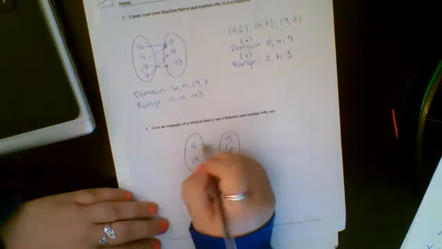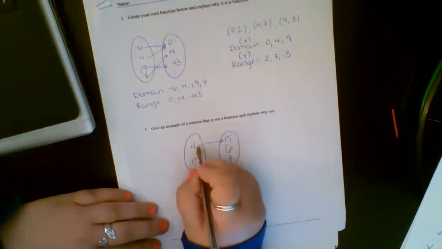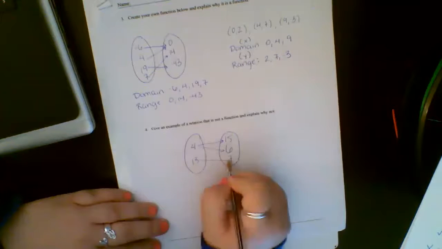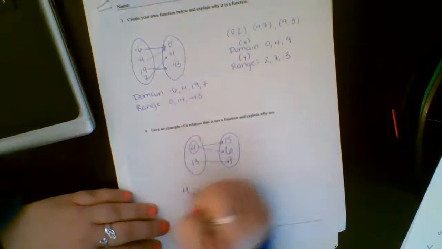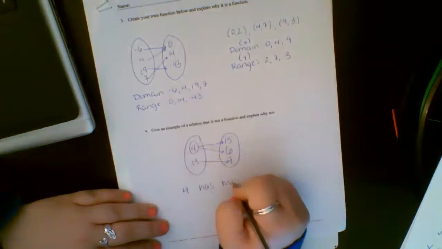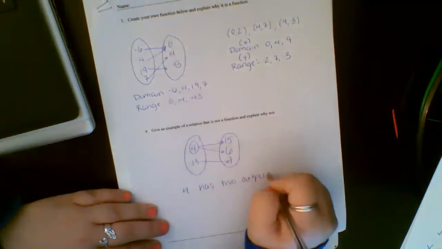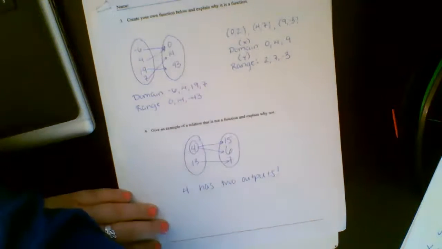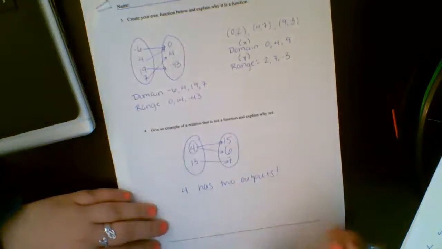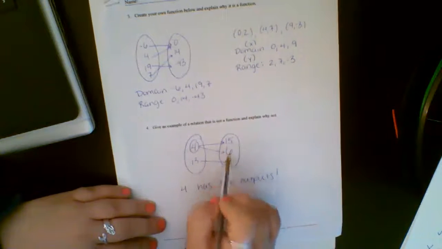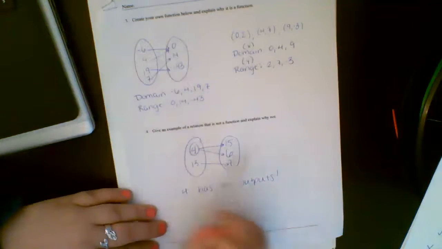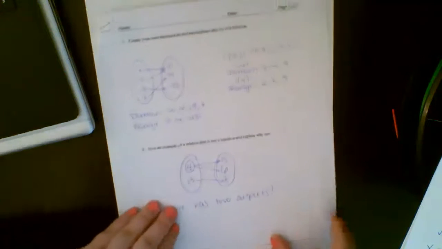Okay, 4 is mapped to 15. Let's say 4 is also mapped to 6, and 13 is mapped to 7. This is not a function because 4 has 2 outputs. Okay, does anybody have any questions on that? Okay, this is not a function because one of the inputs has 2 different outputs. Function because each input has a different output, not a function because the input has two different outputs.